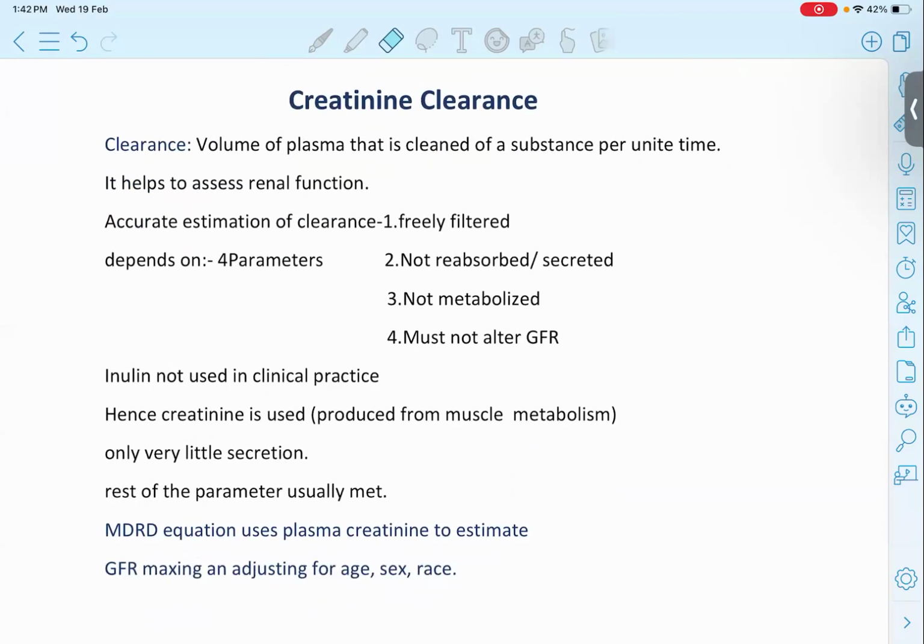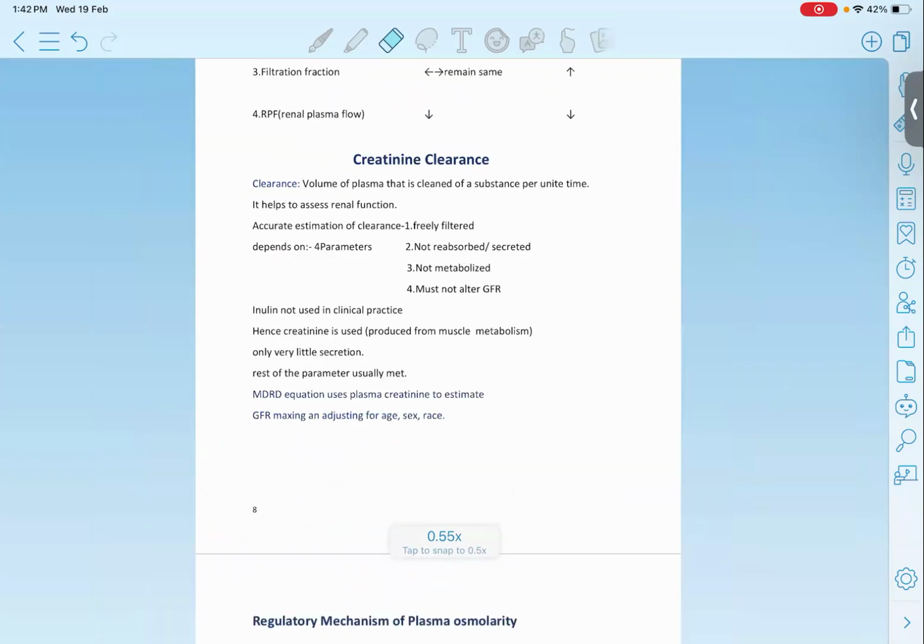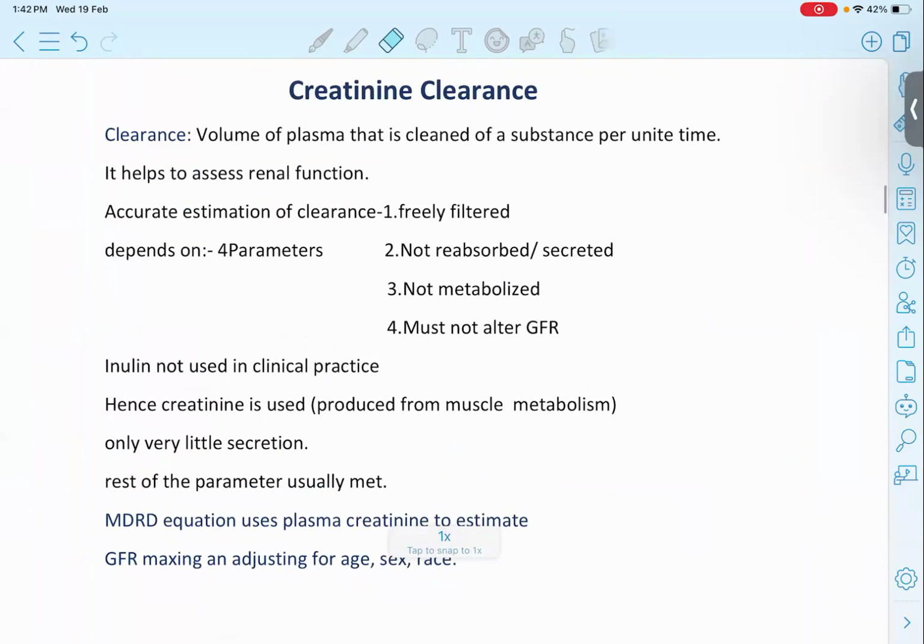Next, we'll move into creatinine clearance. What is creatinine clearance? Clearance means the volume of plasma that is clear of a substance per unit time. That means if plasma contains a certain thing, we need to get it out of our system. That cleaning process per unit time is called clearance. And we use this clearance to assess renal function.